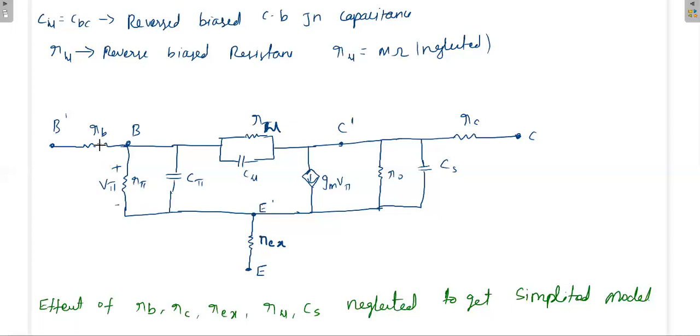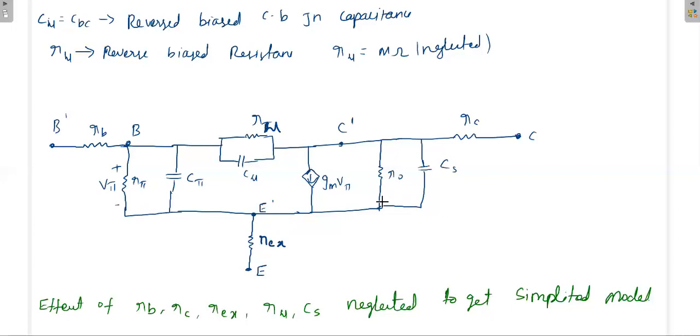Okay, then you can make the short circuit. Then R mu value is very high, that means you can remove this component, open circuit. And also RX is very low, that means you can make short circuit here. RC value is very low, so you can make short circuit here.